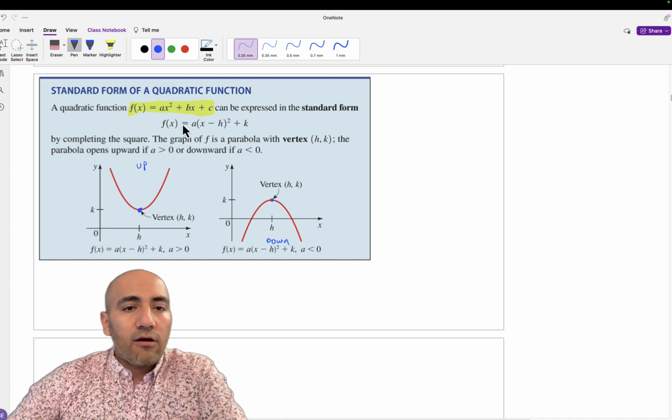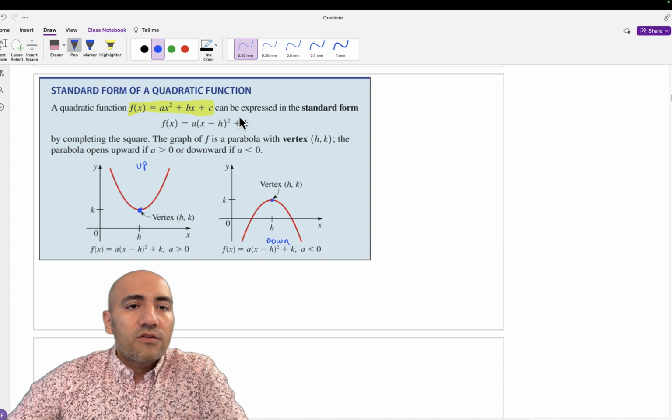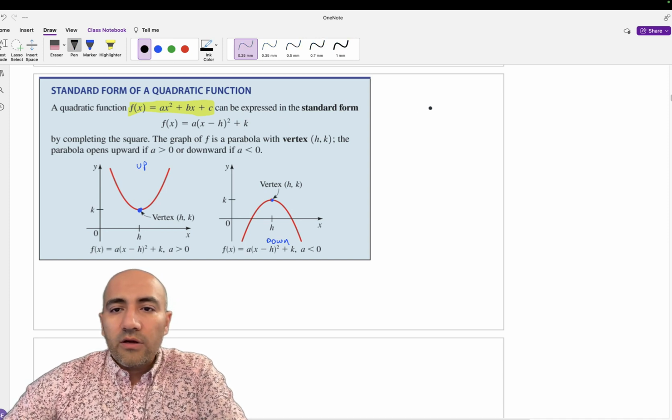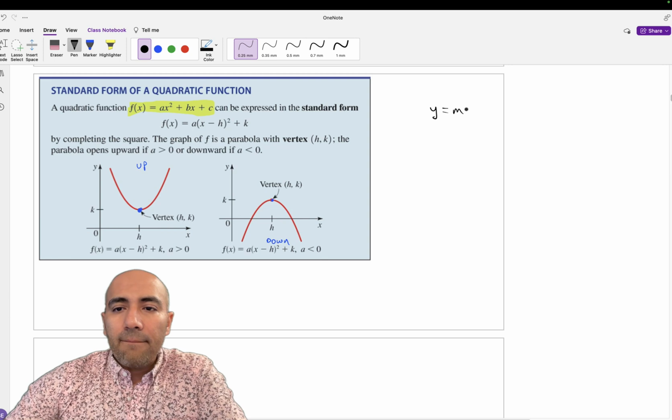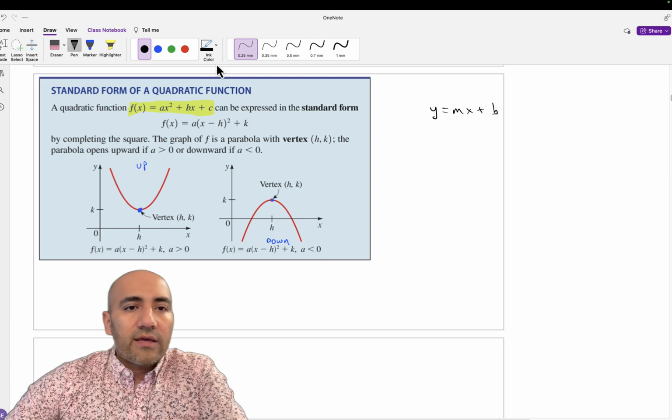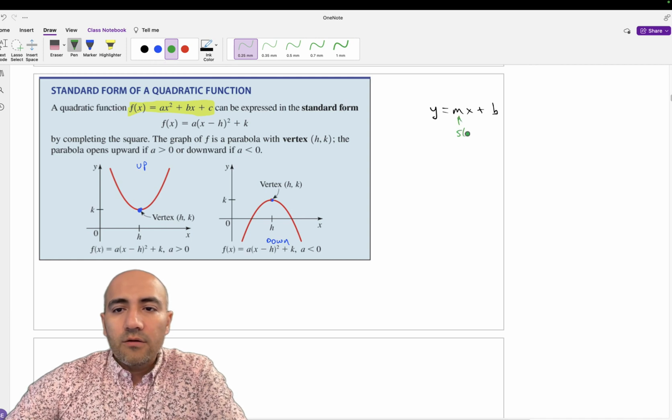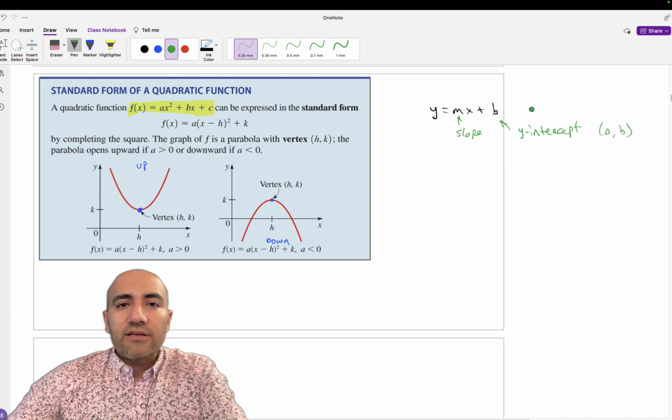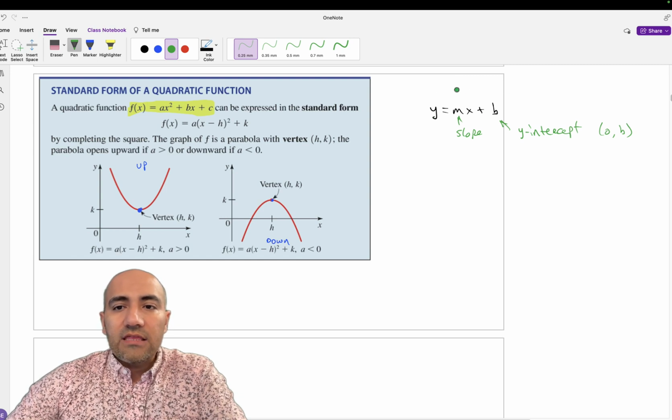And if we look up at our vertex form of a quadratic, we see that the h is right here and the k is right there. So similar to lines, when we look at this form, y equals mx plus b, we can spot the slope right in our equation, right? Here's our slope. And we can spot the y-intercept right there, right? The y-intercept is 0 comma b.